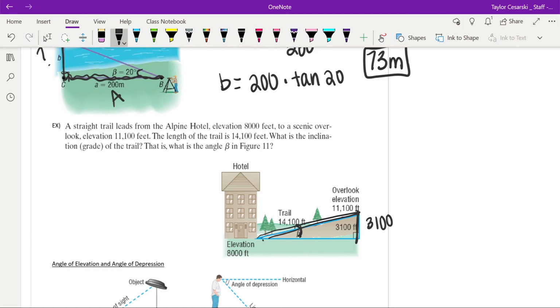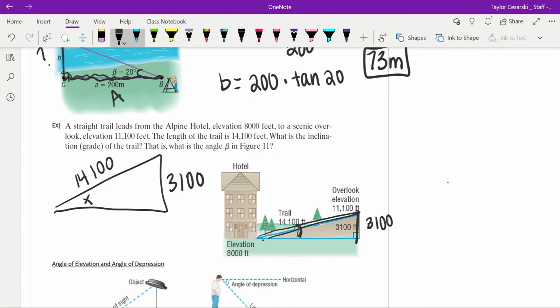So we just really need to find the angle here. I'm going to go ahead and just draw this triangle out over here. So we know that this is the length of the trail, which is 14,100. This height is 3,100, and we want to find that x. So we're finding an angle here. In terms of my x, this is opposite, and this is my hypotenuse. So I'm going to use sine. So sine of x equals 3,100 over 14,100. Then to get the angle, I have to do the inverse.